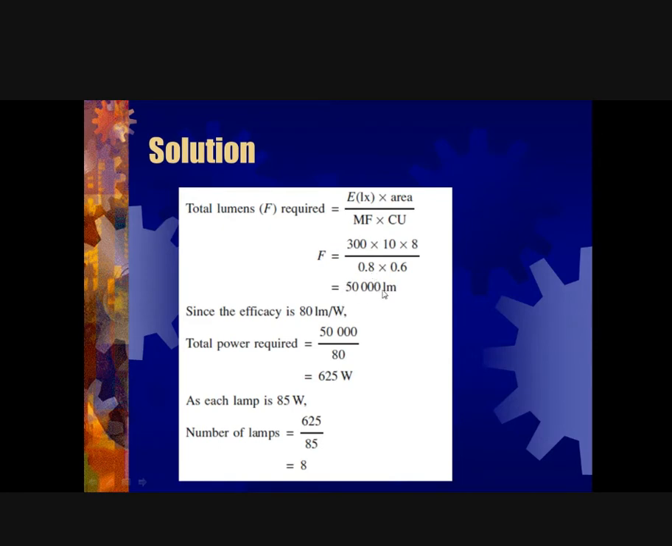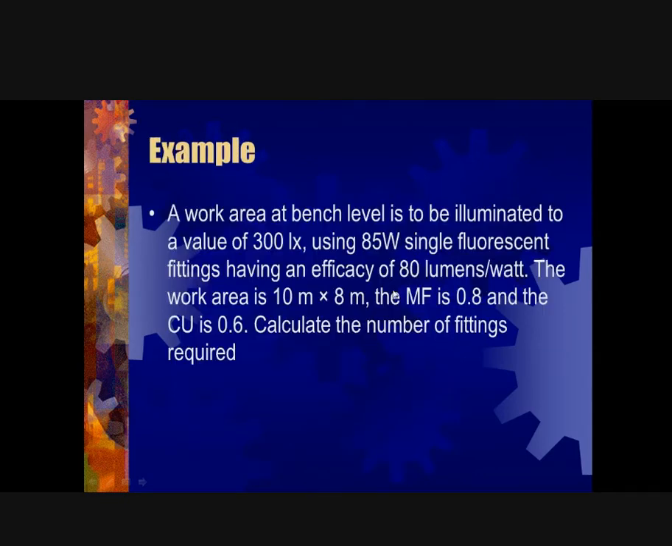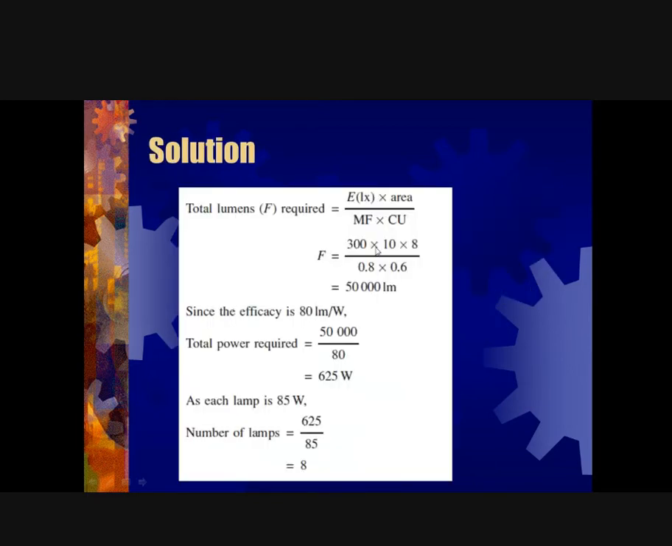So we are saying that to light the area properly all over the area, we need 50,000 lumens. This is the lux that we need at any point in the facility. At any point, we should be getting 300 lux. So to have that level of illuminance, we need 50,000 lumens.